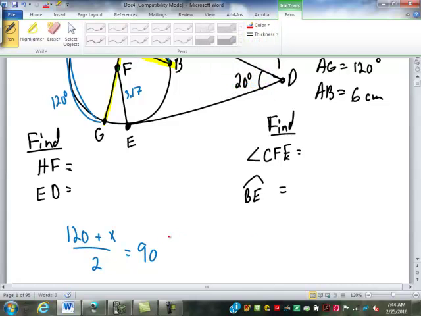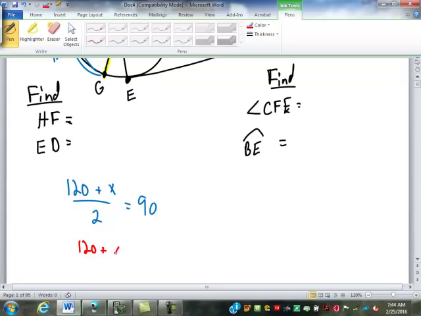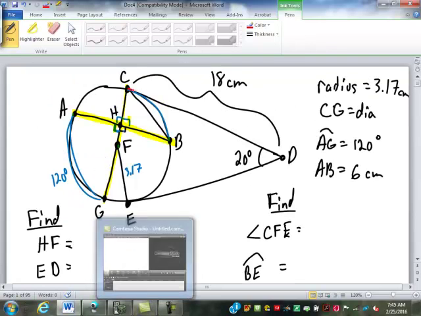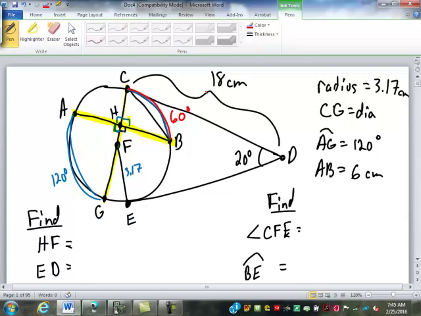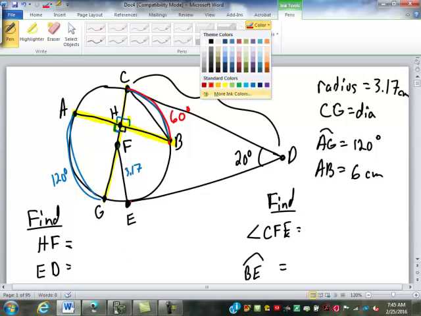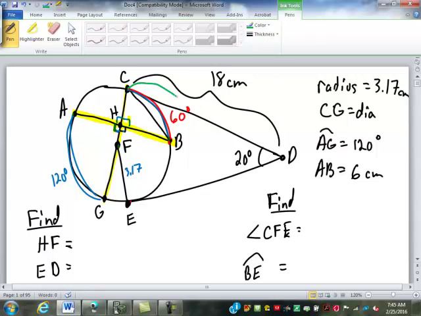So I'm going to multiply by 2. 120 plus x equals 180. Subtract the 120, x has to be 60 degrees. So what that's telling me here is arc CB is 60 degrees. I was asked for arc BE. Arcs are additive and subtractive. So if I knew arc CE, I could just subtract 60 from it to get BE, correct?